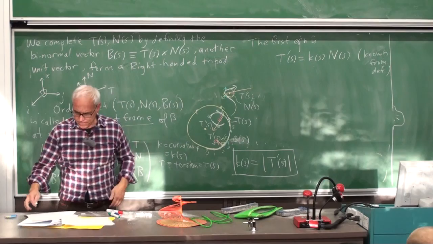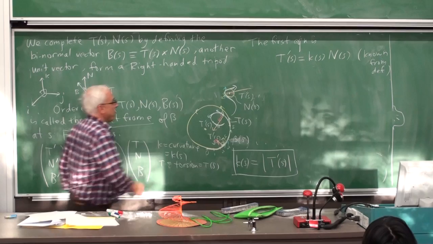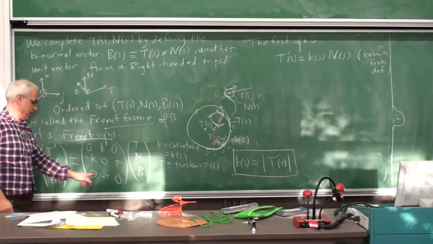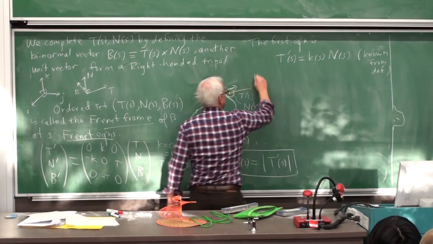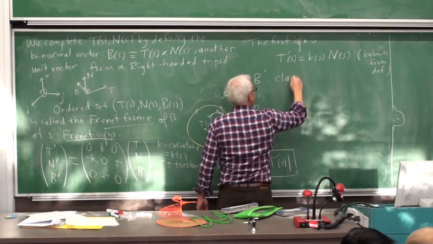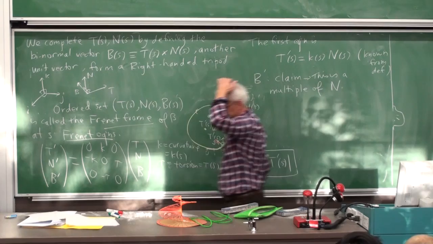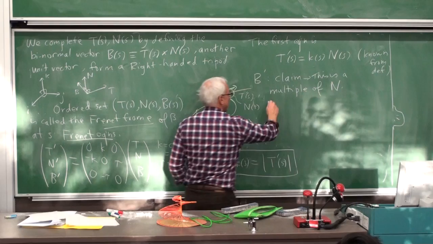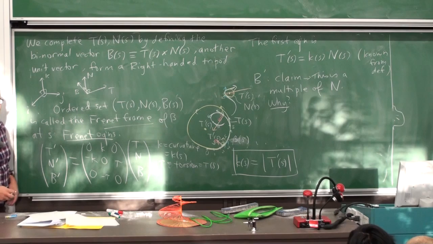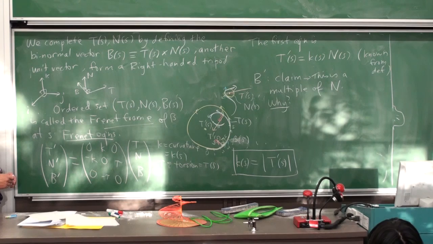Okay, so what next? Well, the next easiest one is the B prime, because it only involves a single entry. So let's have a look at B prime. And the claim is that this is a multiple of N. Okay, why is that? Well, we're going to have to do some differentiation. So it's not immediately obvious that this thing is a multiple of N. There's a bit of an argument that's involved.